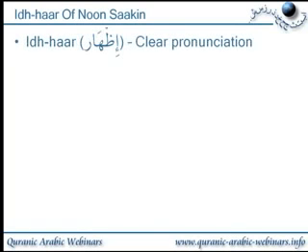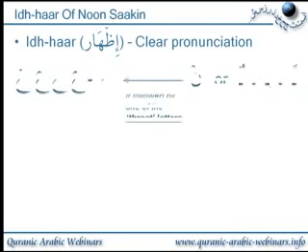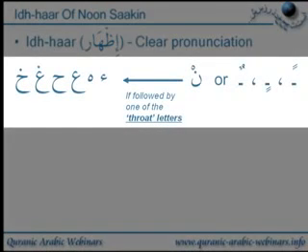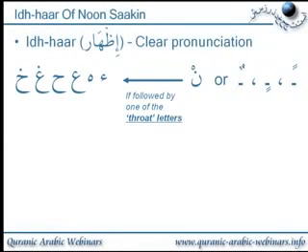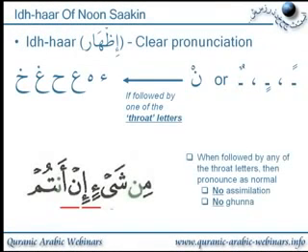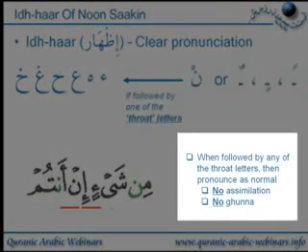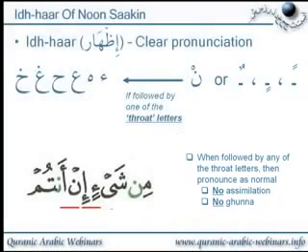The first one, Idh-haar, which is clear pronunciation. So if we have any of the Tanween or Noon Saakin followed by one of the throat letters, then we're going to apply the rule of Idh-haar. So note here, when followed by any of the throat letters, then pronounce as normal, i.e. there is no assimilation of any letters and there is no Ghunna taking place.